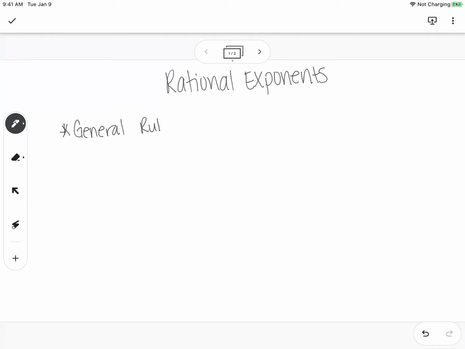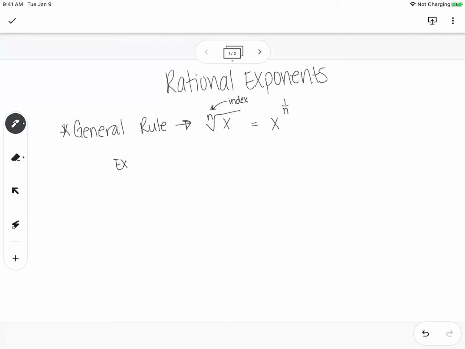And the general rule is if you have an index with a radical, say for example the nth root of x, this number here is called an index. It could be a 3, a 4, or a 5. If there's nothing there, it's understood to be a 2. And we can rewrite that with a rational exponent, and that is going to be 1 over that index. So the nth root of x is the same thing as x to the 1/n power.